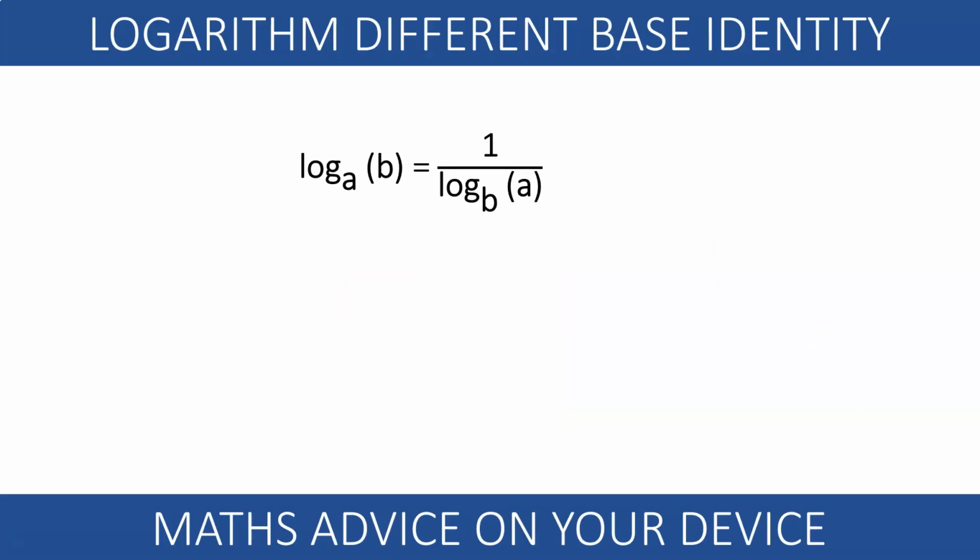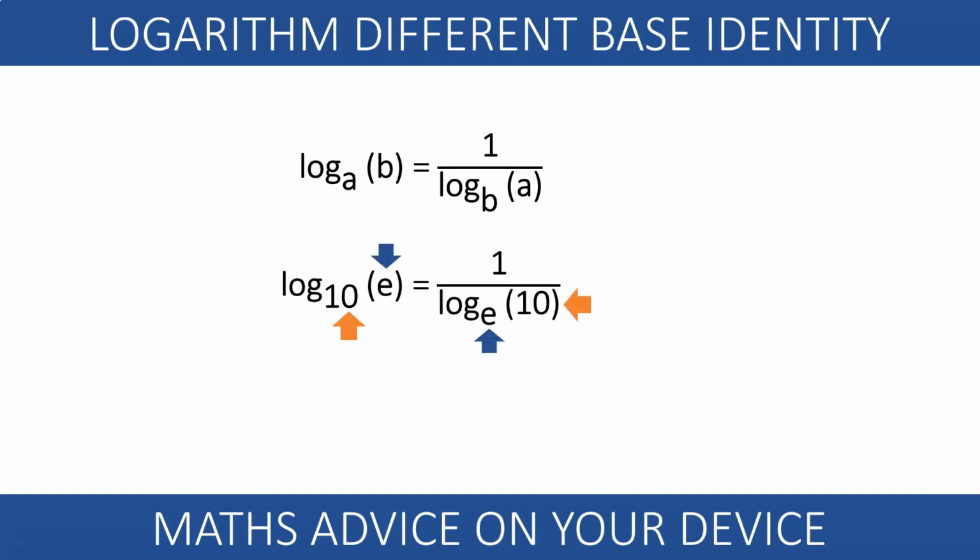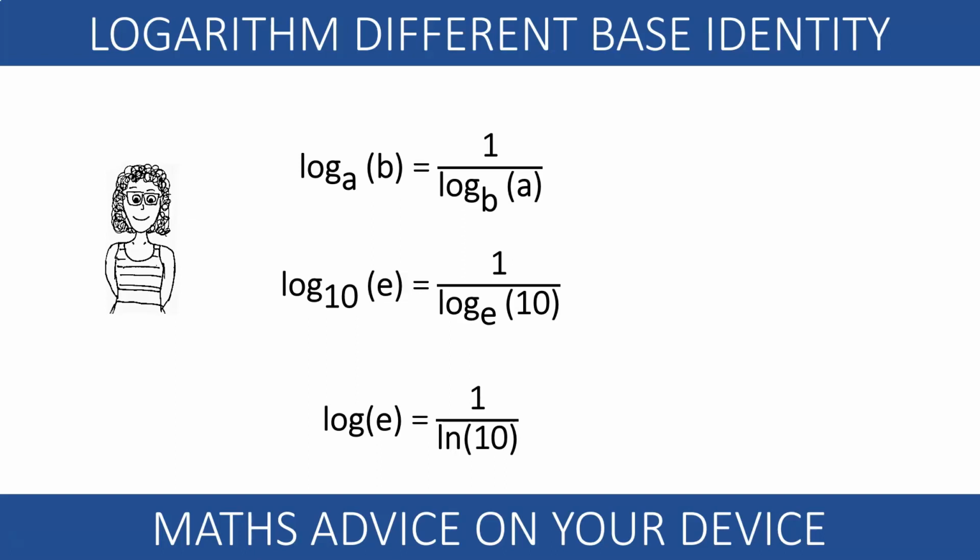Hence, substituting a equals 10 and b equals e into the formula, we obtain log base 10 of e equals 1 over log base e of 10. Log base 10 of e is the decimal log of e. Log base e of 10 is the natural log of 10. They are the reciprocal of each other, therefore their product is 1.